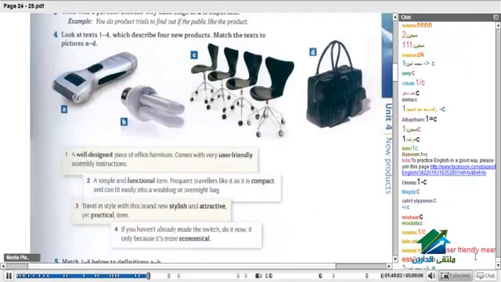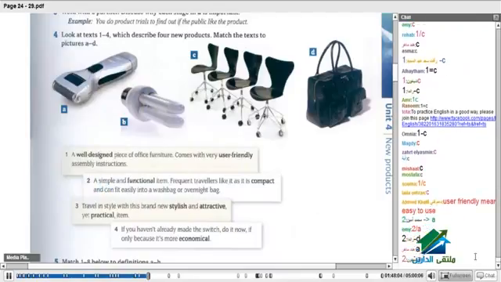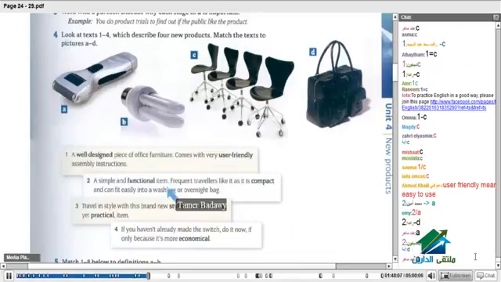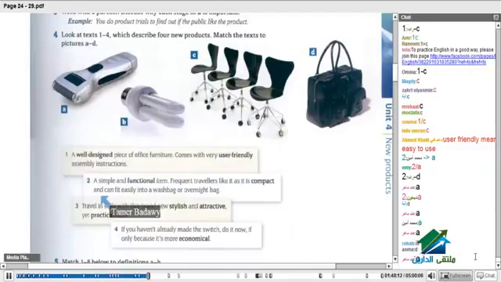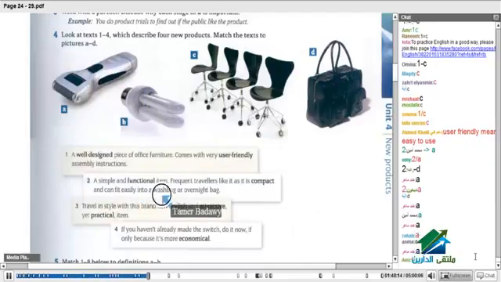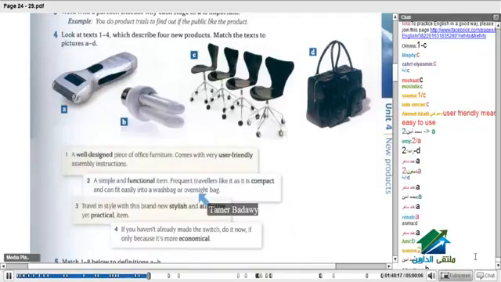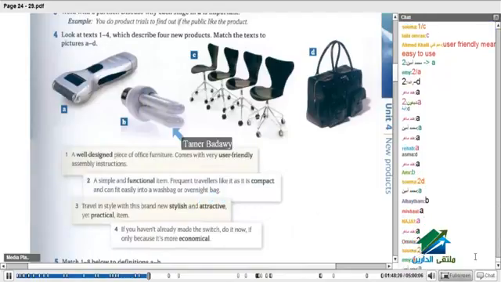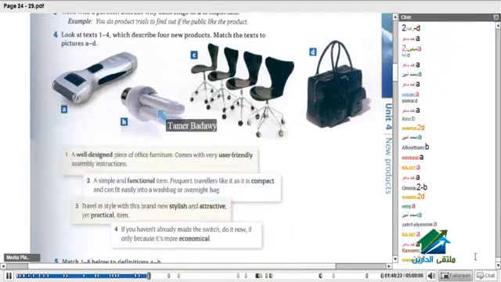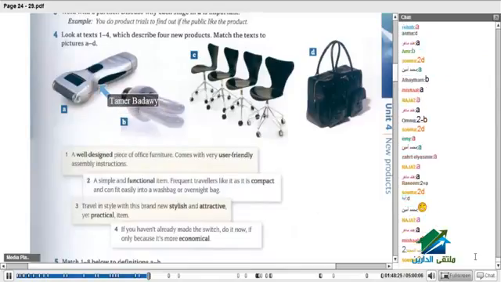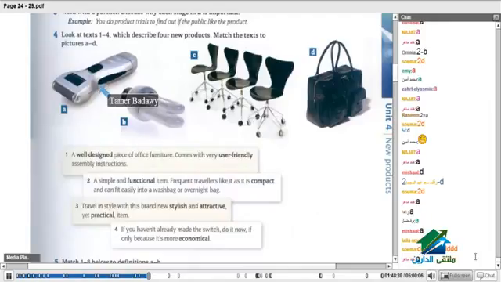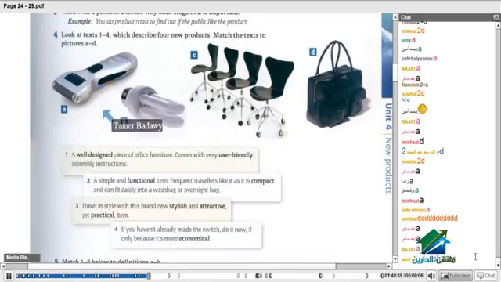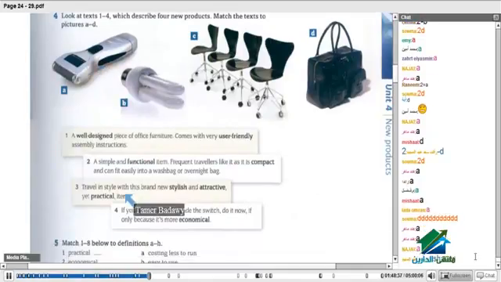Number 2, a simple and functional item. Frequent travelers like it as it is compact and can fit easily into a wash bag or overnight bag. They will take a trimmer or a shaver. You can say shaver, to shave your beard, if you are a man, of course. Girls don't use it. So, a shaver. Yes, exactly.